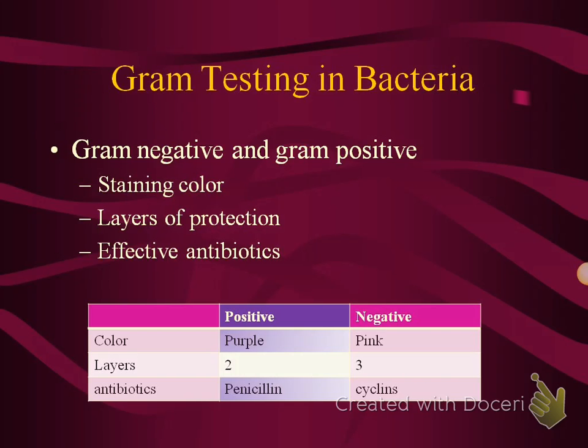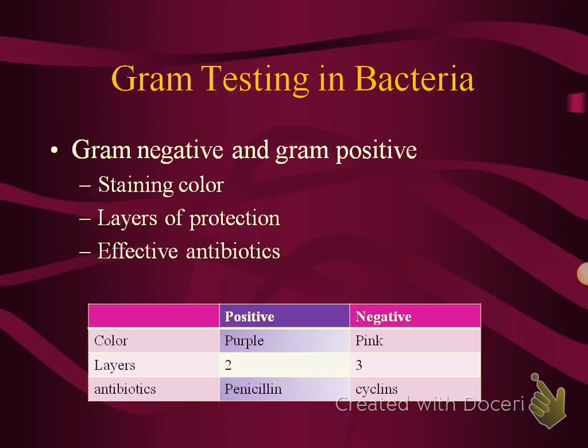Essentially they will dip the sample into a Gram purple stain, then wash it off, and then dip it into a Gram pink stain. If it is Gram positive, it will be purple. If it's Gram negative, it will be pink.